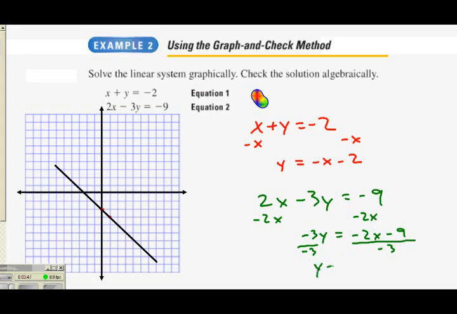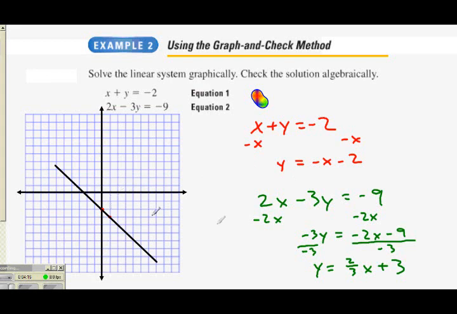That's going to leave me a y down there equals negative divided by negative gives me a positive 2/3 x. Negative 9 divided by negative 3 is negative divided by negative equals a positive. 9 divided by 3 is 3. y equals 2/3 x plus 3 is our second equation in a form that's very, very easy for me to graph.